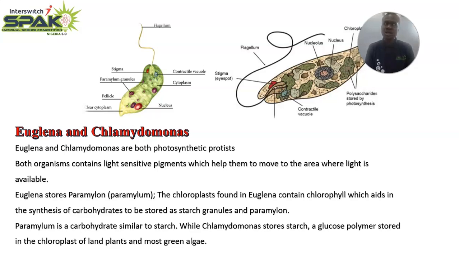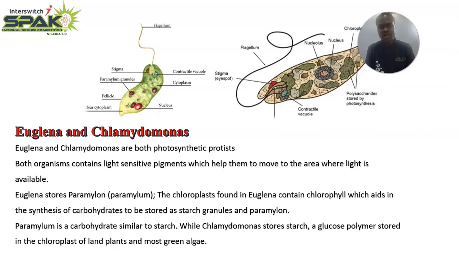But they store food reserves differently. Euglena stores paramylon, while Chlamydomonas stores starch. Now, what's the difference between the two of them? Paramylon is a glucan that consists of glucose units. A glucan is a polysaccharide made up of glucose units that are linked together by beta-1,3 glycosidic linkage.